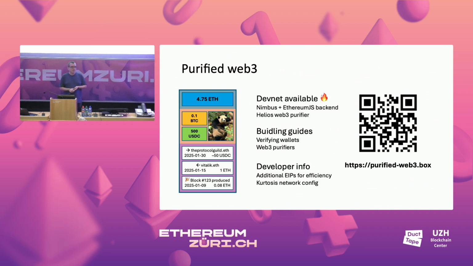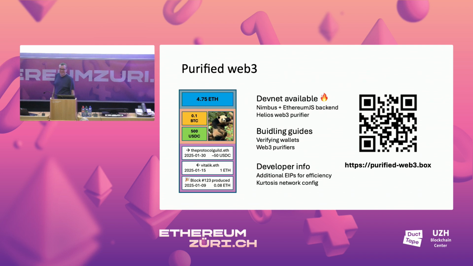A16z/Helios. And we have resources for developers like those efficiency EIPs that I mentioned before, the kurtosis config, and also guides for building your own purifier or your own wallet. Link is over there. All right, that's it for this session.